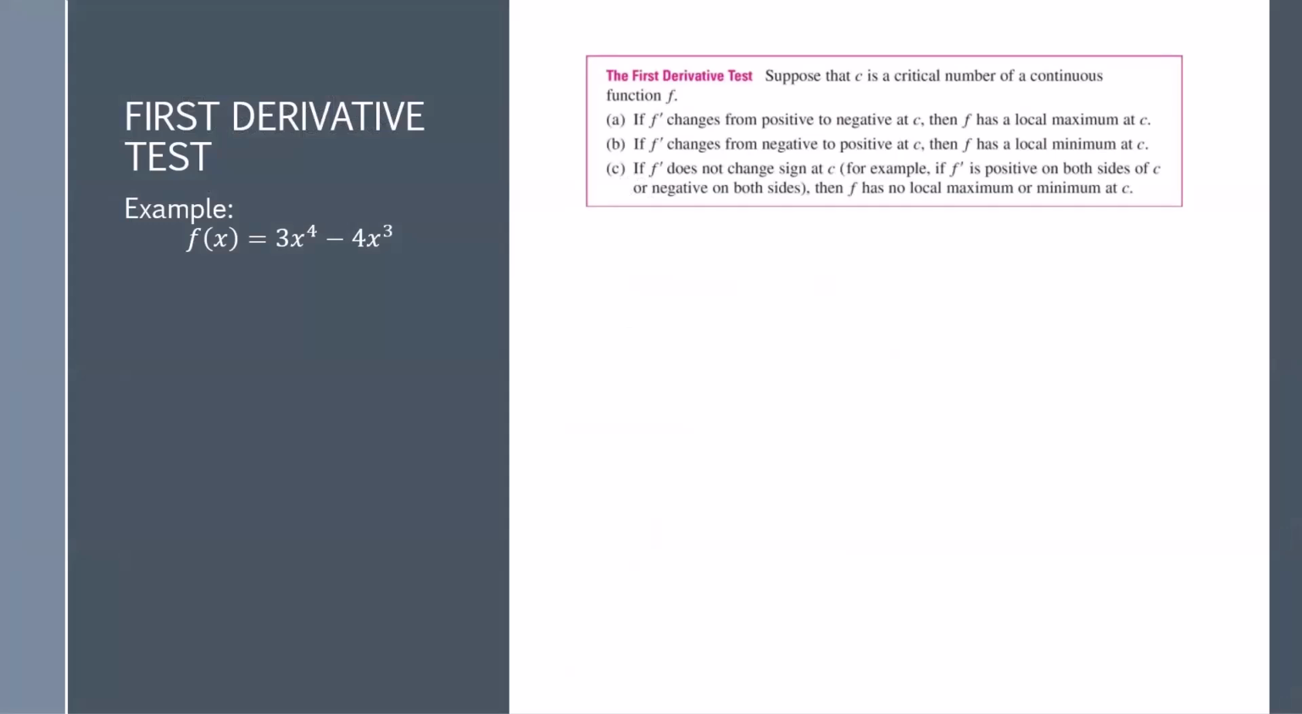The first derivative test says suppose that c is a critical number of a continuous function f. If f prime changes from positive to negative at c, then f has a local maximum at c. If f prime changes from negative to positive at c, then f has a local minimum at c. If f prime does not change sign at c, for example, if f prime is positive on both sides of c or negative on both sides of c, then f has no local maximum or minimum at c.